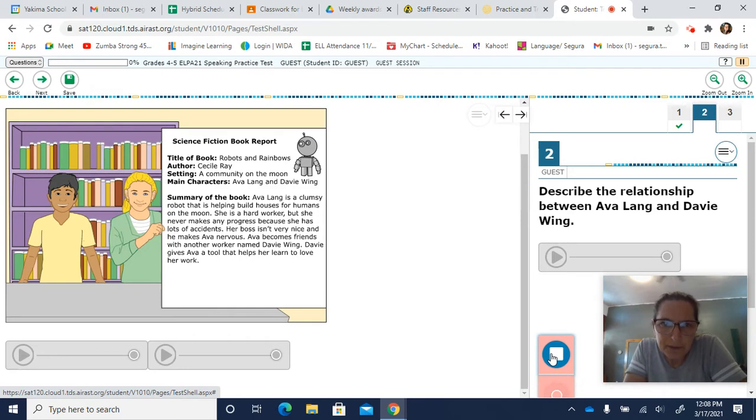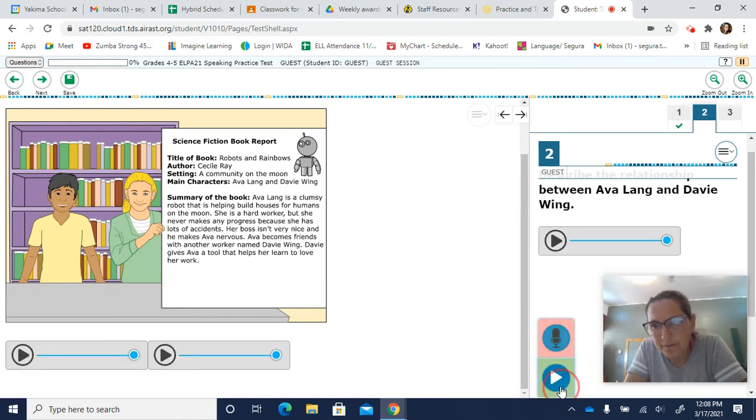The relationship between Ava Lang and Davy Wing is they were co-workers, and Davy actually helped her. Okay, I'm going to go next.